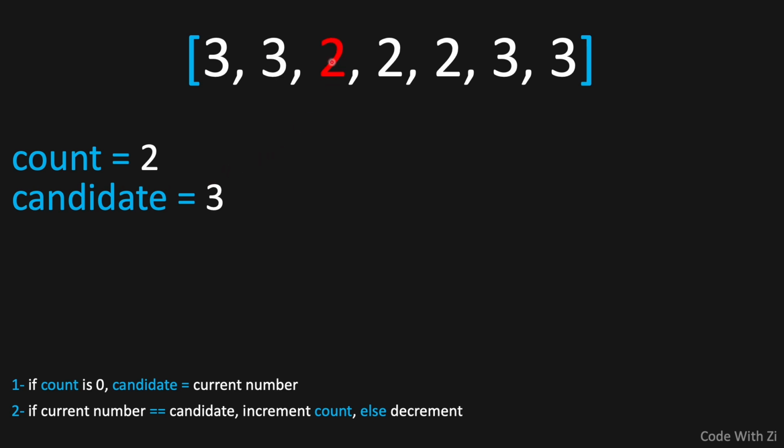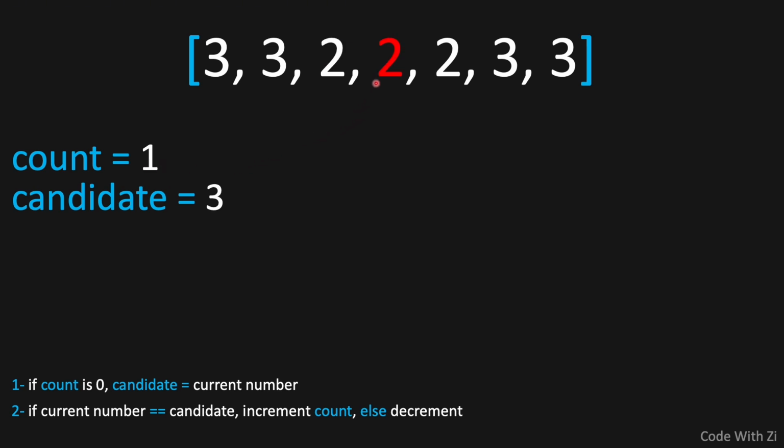In this round, our current number is 2, and then we're gonna check if count is 0, it's not, so we're just gonna ignore this one entirely, and then we're gonna get to the second rule. It says if current number is equal to candidate, well, current number is 2, candidate is 3, 2 is not equal to 3, so we're gonna decrement count, like so. Now count is 1, and then we're gonna move on forward.